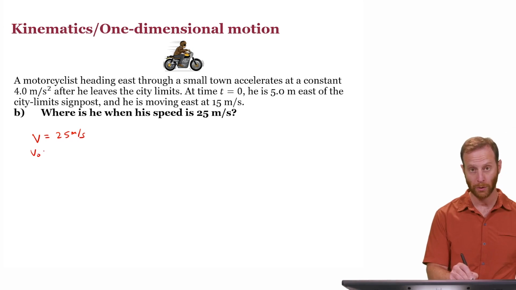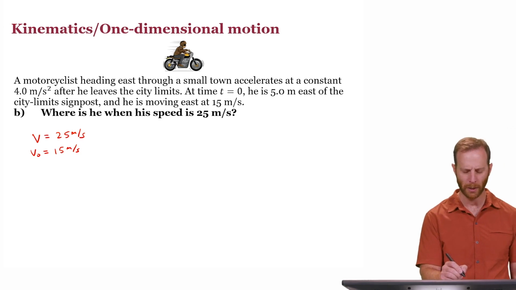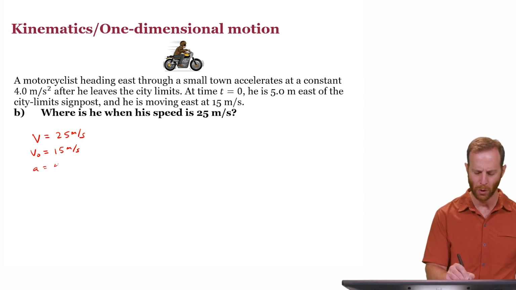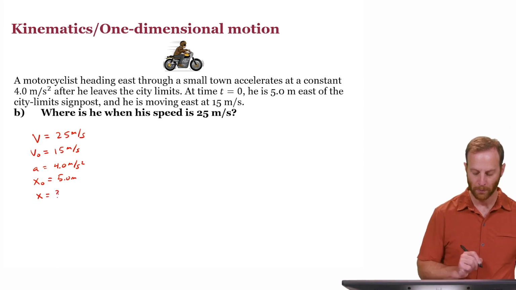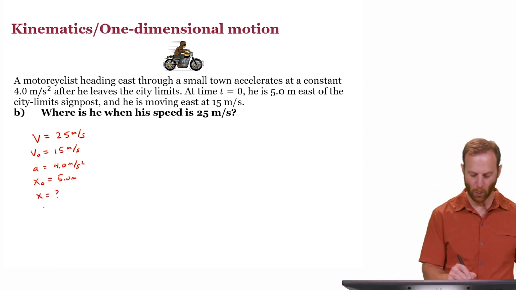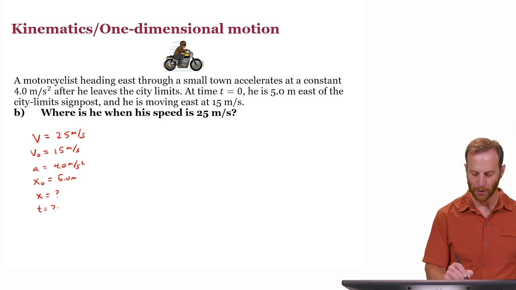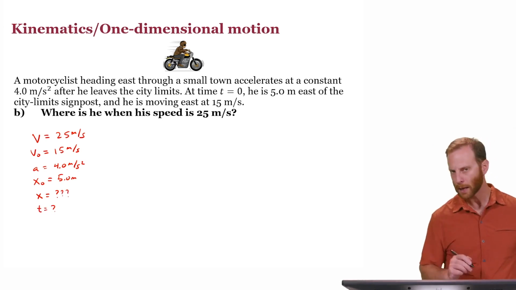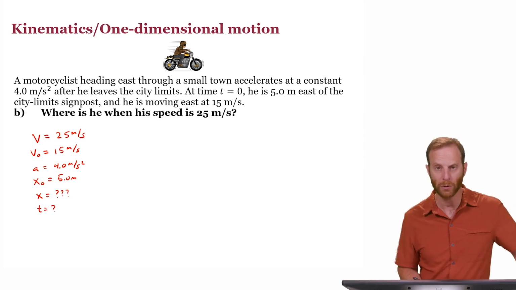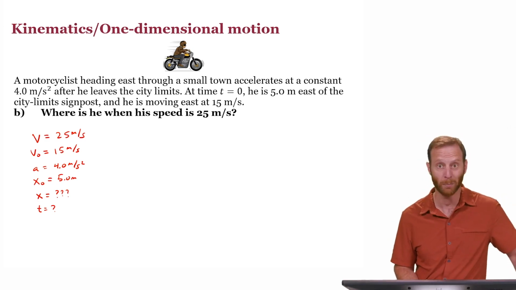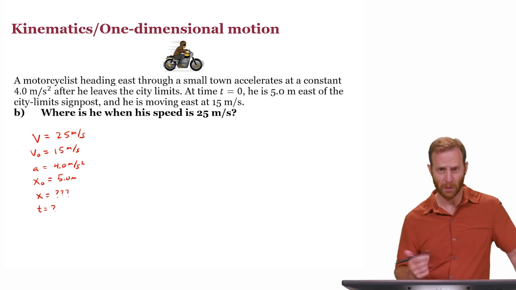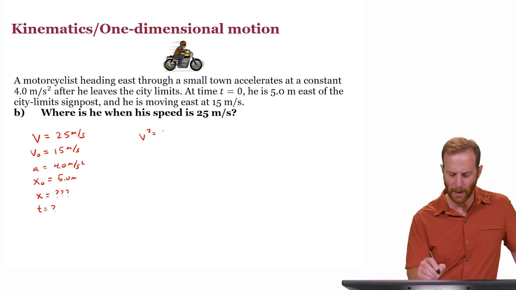Given that all these things are known: v naught, the initial velocity, is 15 meters per second. The acceleration is known. And the initial position is known to be 5 meters. And we're trying to figure out what x is. It's worth pointing out we don't know what the time is, but we don't need it. They're not asking about it, and if we can get away with solving this problem without solving for the time, let's do it. The one equation that doesn't involve time is this kinematic equation.